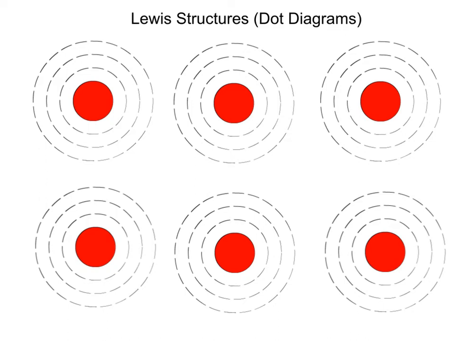Hi guys, welcome to the Lewis structures or dot diagrams tutorial. These are two names that mean the same thing. They refer to the same process. So far we've been drawing Bohr diagrams for atoms.